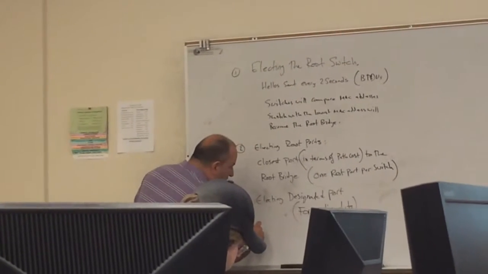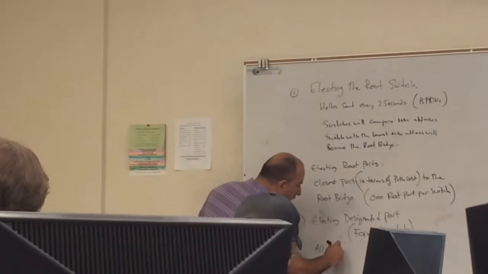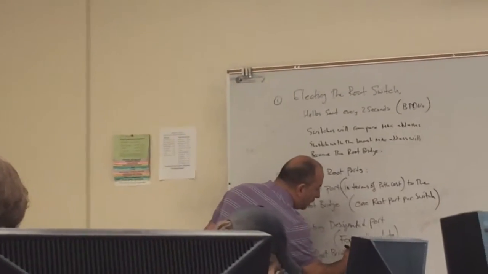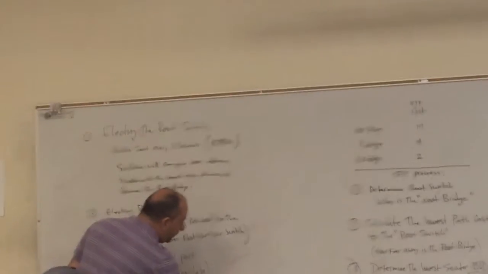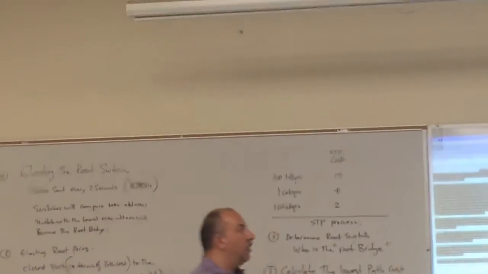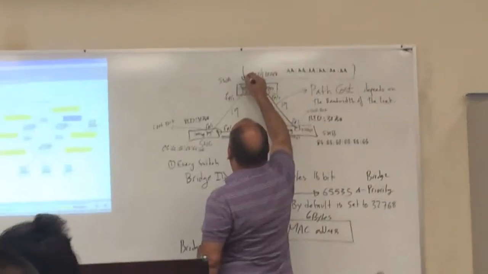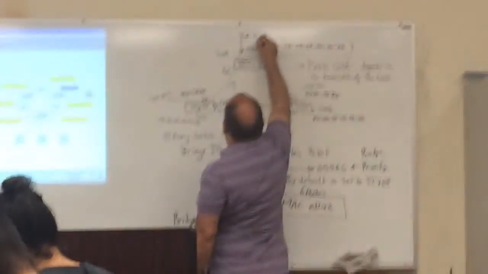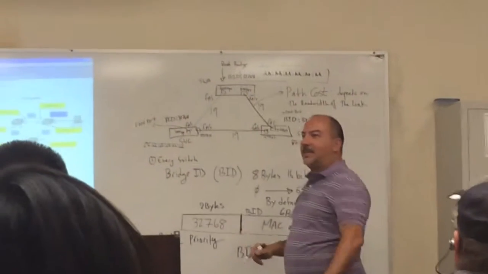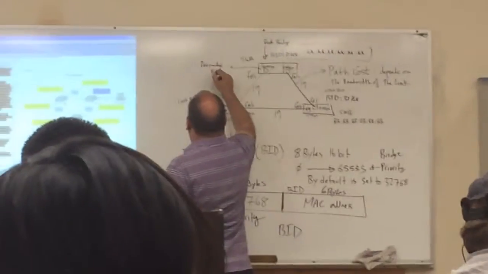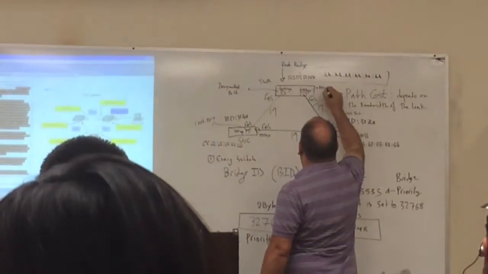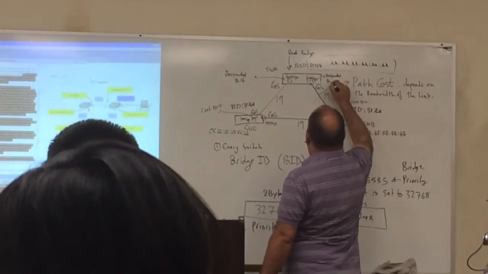All root bridge ports are designated ports. So, all the ports in here, because this is the root bridge. So all these ports are called what? Designated ports. All of them are forwarding. So they're all forwarding, okay?